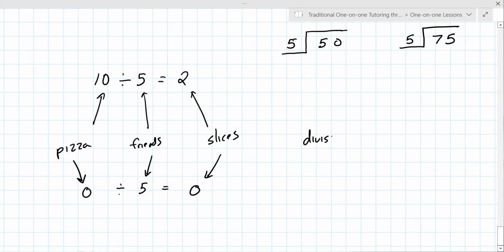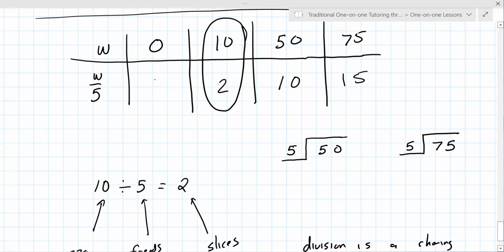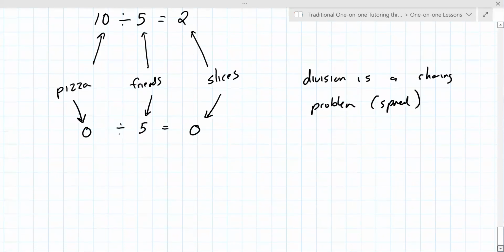Division is a sharing problem, or you can think of it as spreading if you prefer that word, but it's a sharing problem. If you have nothing to share, but someone or a group to share it with, they don't get anything. Okay, you probably won't get that on your test or quiz, but I just wanted to throw it out there because I think it's worth discussing. In the last minute or two here, we're gonna do a couple more problems.